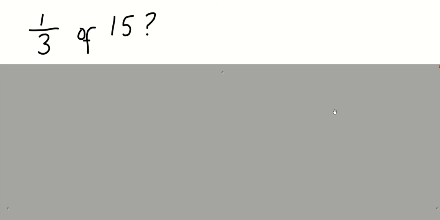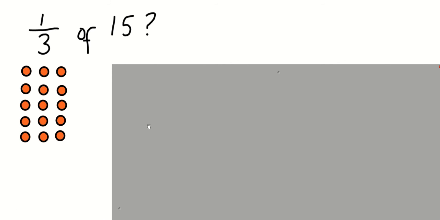So we're trying to find 1/3 of 15. So what I've done is I have got 15 circles here. Now the knowledge we've got here is that 3 times 5 equals 15. So here we've got 5 groups of 3, they equal 15. Or we've got 3 groups of 5 that equal 15. So remember, with multiplication like addition, it's commutative. So you can do it in whichever way round you find it easier.